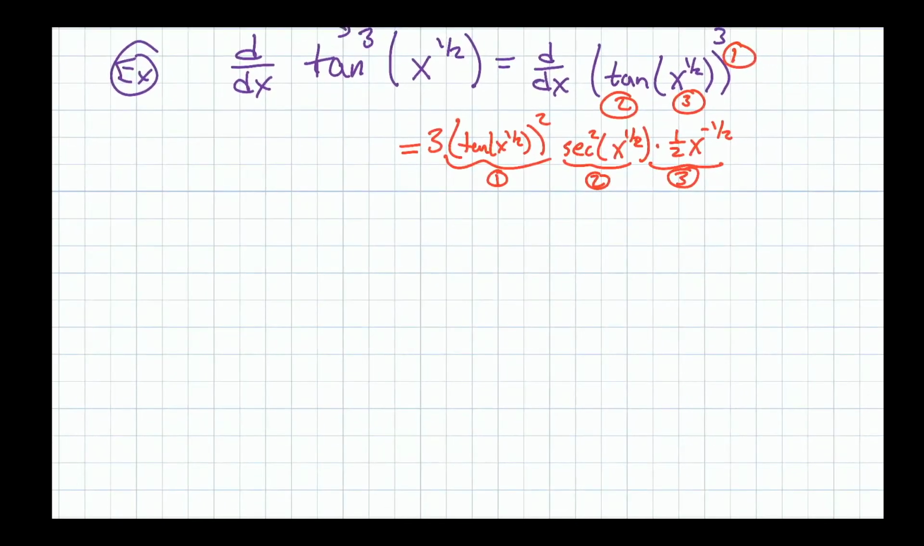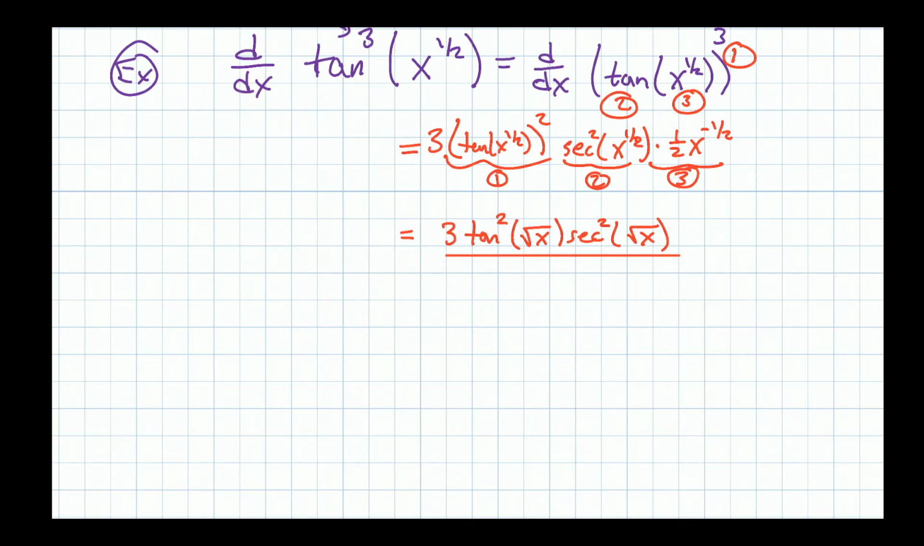Now we can write this maybe a little bit better. We're not going to be able to do too good of a job here, but we'll try. So let's say 3, I'm just simplifying. 3 tangent squared x to the 1/2. I'm going to write x to the 1/2 as square root x. I didn't write it that way at the beginning, but it is. And then I've got secant squared x to the 1/2, so secant squared square root x.